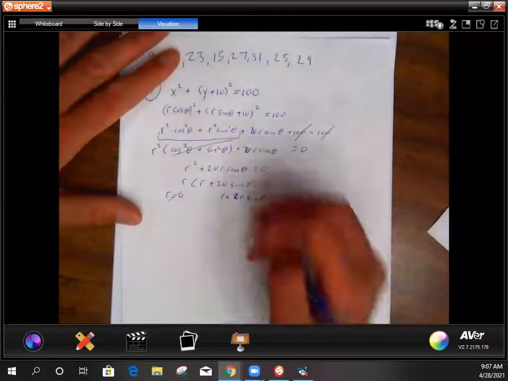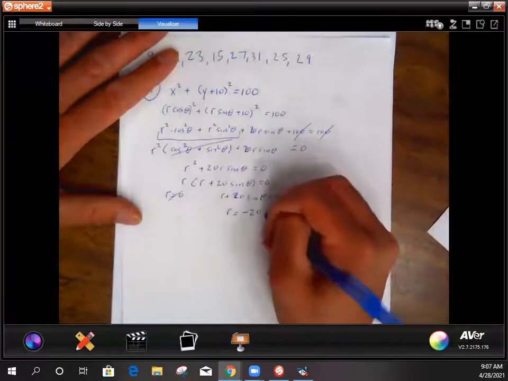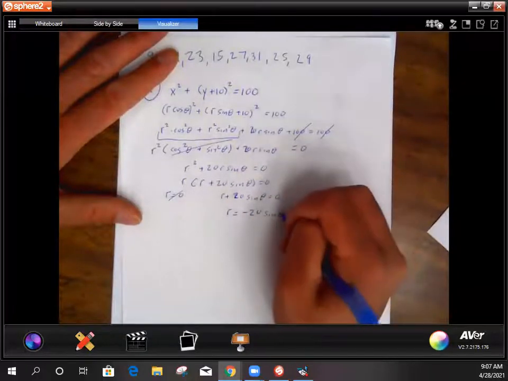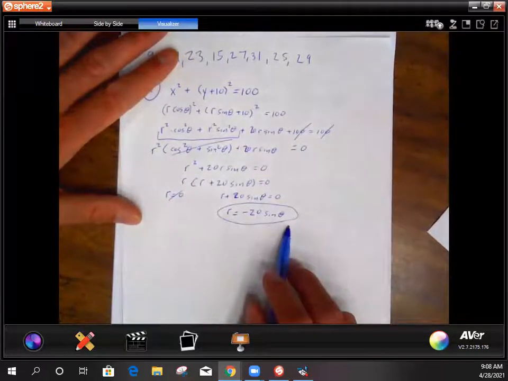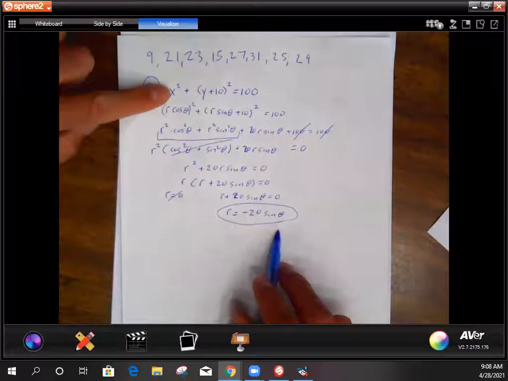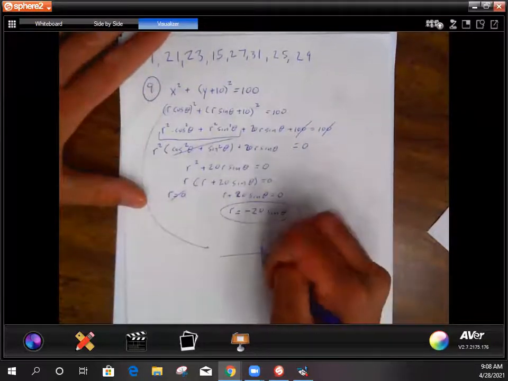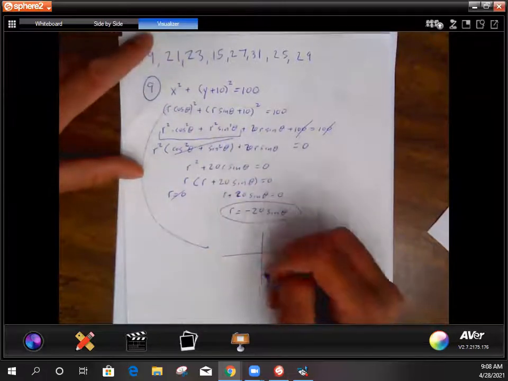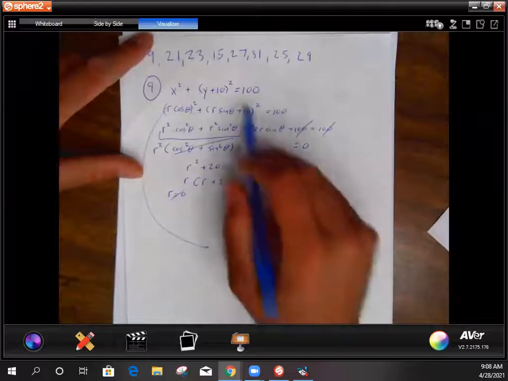And then we get r equals negative 20 sine of theta. That would be our equation for this circle that's tangent to the x-axis. If we were to sketch this, we would move down 10 from the origin, so you got (0, negative 10), and the radius is 10.